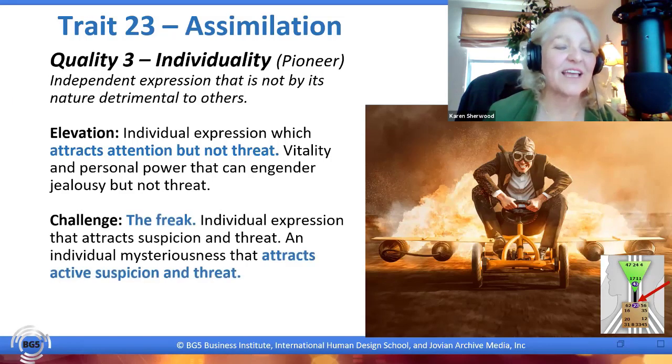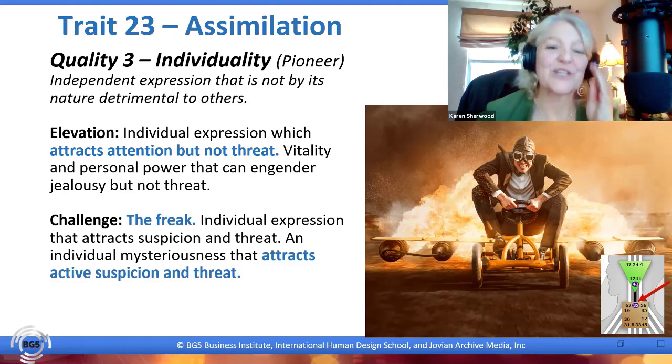Now, the challenge on the other side is the freak, right? The individual expression that attracts suspicion and threat. An individual mysteriously that attracts active suspicion and threat.